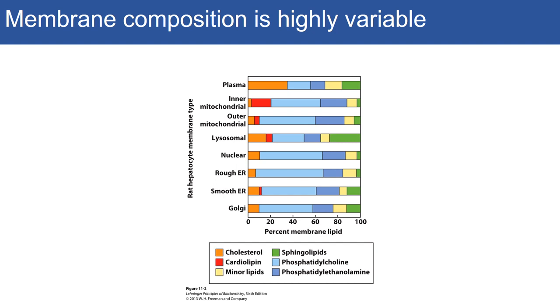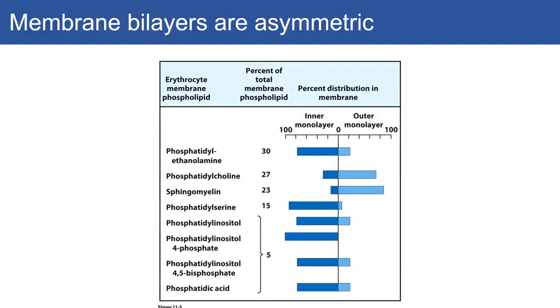Cholesterol is predominant in plasma membranes, but barely detectable in mitochondrial membranes. Cardiolipin is a major component of the inner mitochondrial membrane, but not of the plasma membrane. So you can see we have different components found in different compositions. Again, that structure leads to different functions of those membranes.